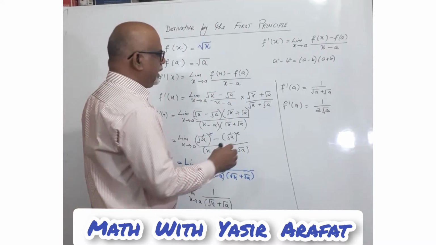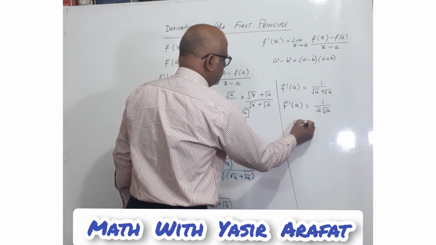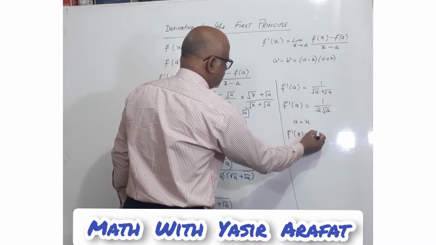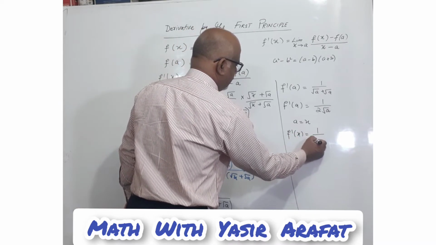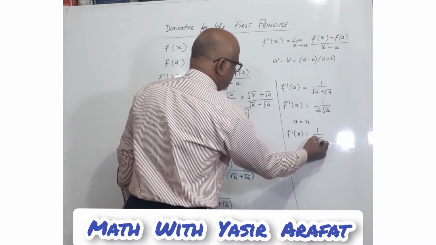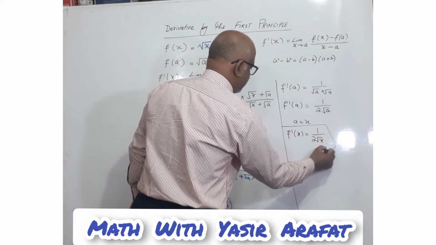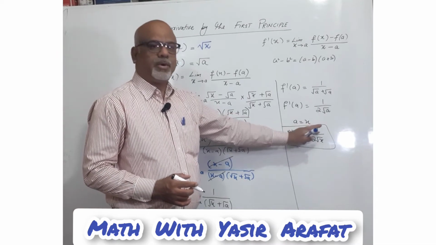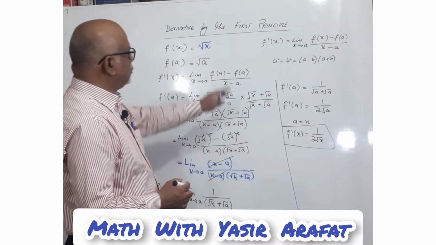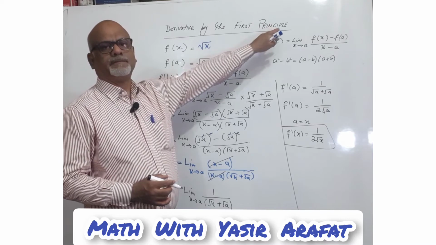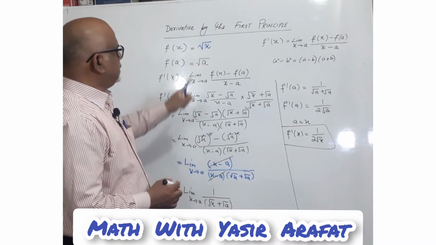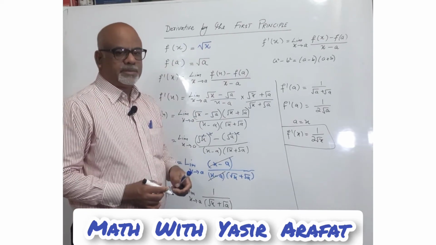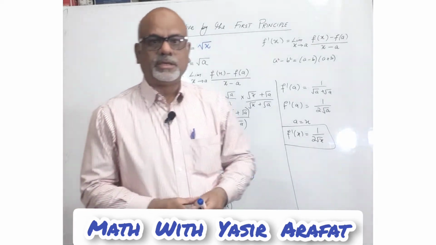Now we have to put a is equal to x. So this is f prime x, because we have to find f prime x. So this is the derivative of radical x is 1 upon 2 radical x by using first principle. This is the second question by using first principle on algebraic function.